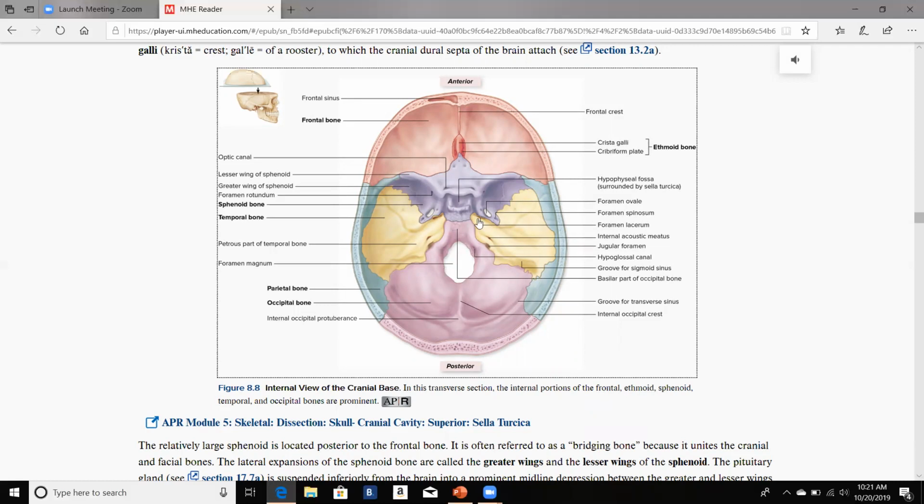And then the cribriform plate versus the crista galli. The plate is located here with the little holes in it. And then the crista galli is this structure right in the middle. This is part of the ethmoid bone here. The cribriform plate sits superior to the nose, so it's on top of your nose. This is where you have all the nerves that are responsible for the olfactory or sense of smell that you'll learn when we get to the nervous system.